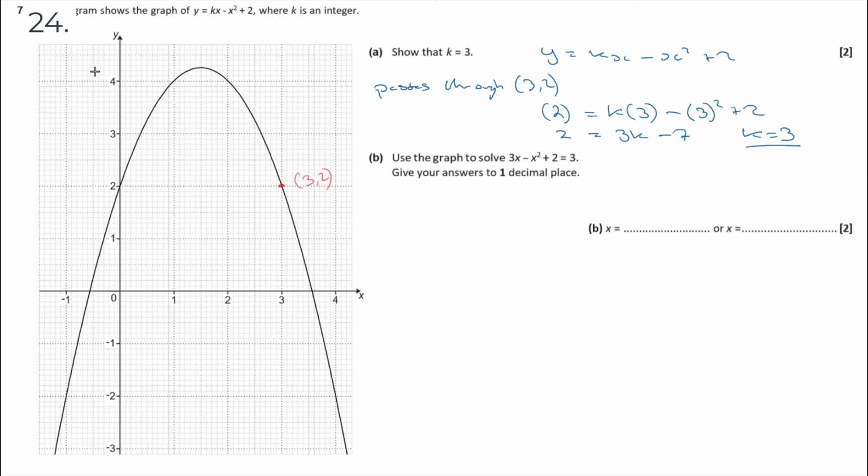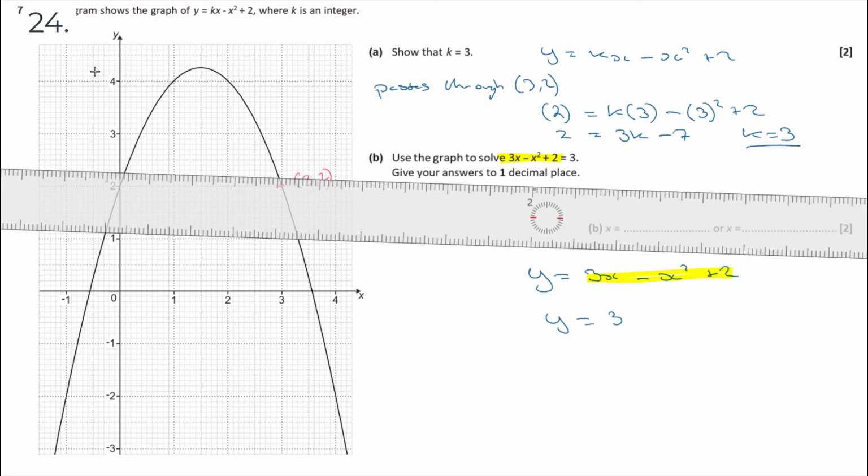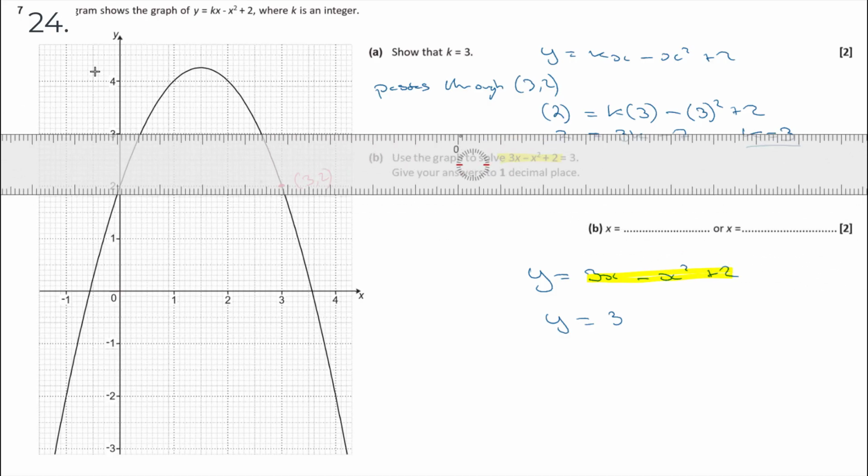Okay, well, if k is equal to 3, then the graph we've got is y is equal to 3x minus x squared plus 2. Now, you'll notice that's the same as what we've got here. So basically we're saying when is the equation equal to 3? So when is y equal to 3? Y is equal to 3 is a horizontal line passing through y is equal to 3. So let's just draw that line on.